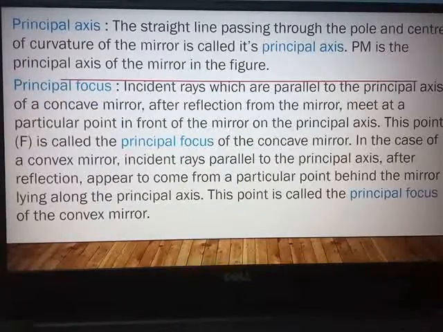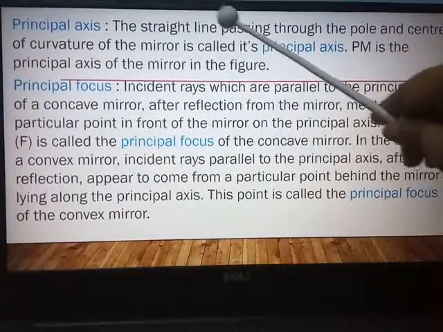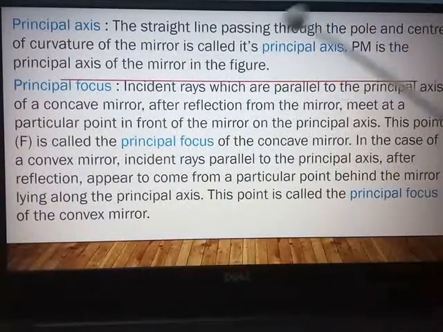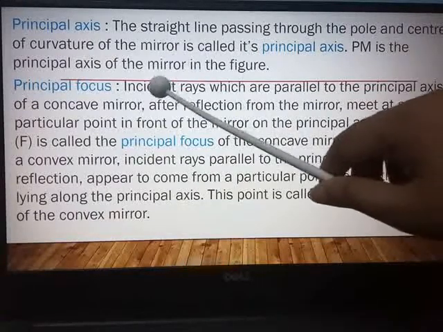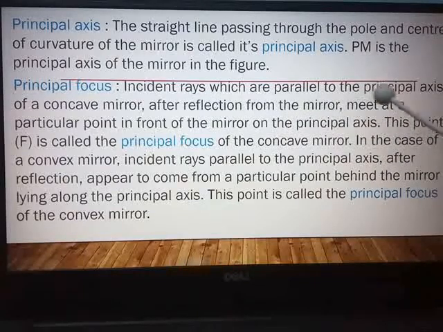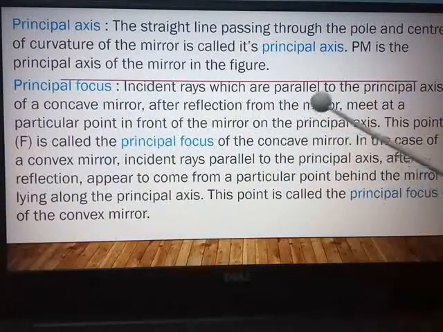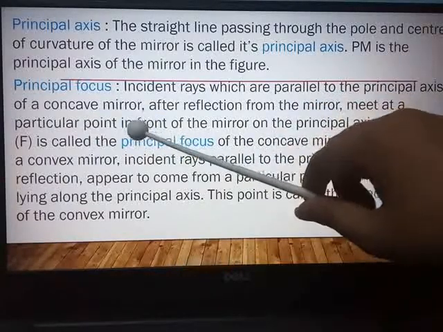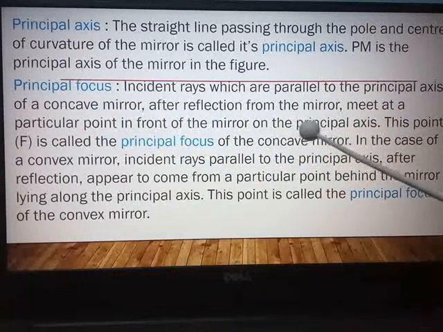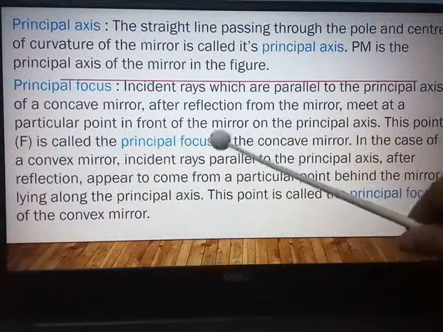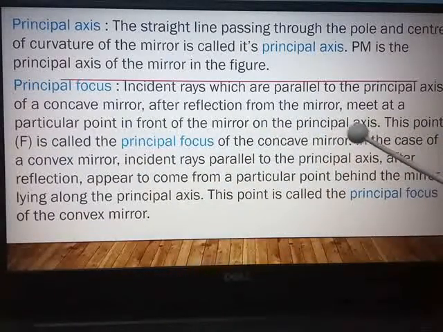Next is principal axis. The straight line passing through the pole and center of curvature of the mirror is called its principal axis. Next, principal focus. Incident rays which are parallel to the principal axis of a concave mirror, after reflection from the mirror, meet at a particular point in front of the mirror on the principal axis. This point F is called the principal focus of the concave mirror. Only up till there.